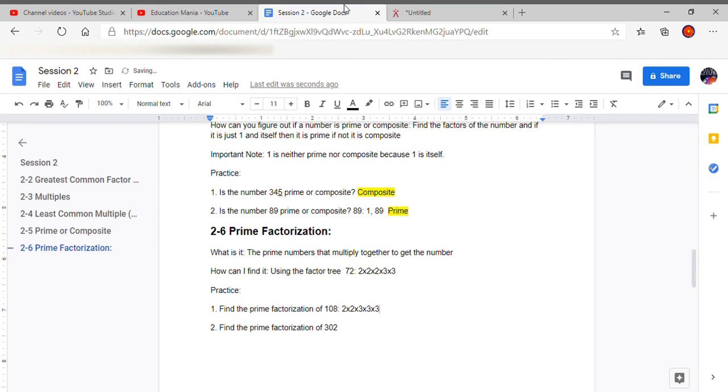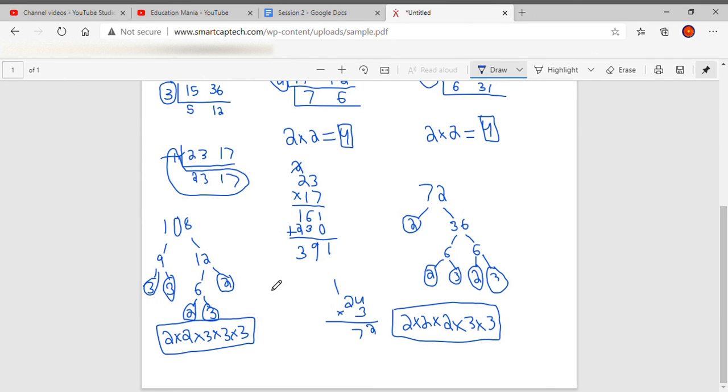Sorry for not saying this earlier, but to do this you need a pen and paper. Now we're going to do the last one, which is 302. Let's start with 2 because this is a fairly big number. So for 2, it would be 2, then 151.